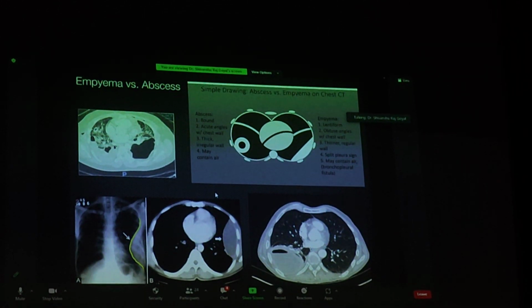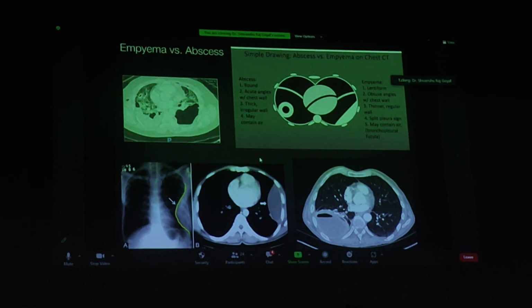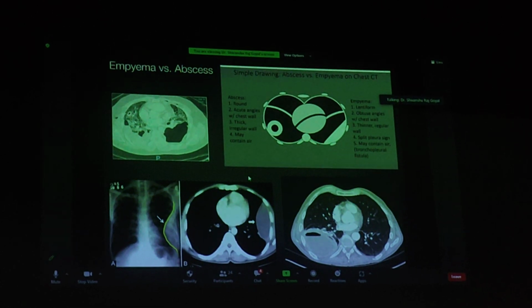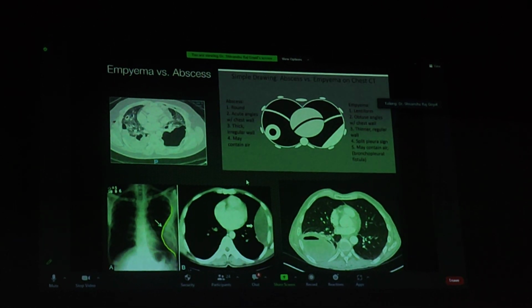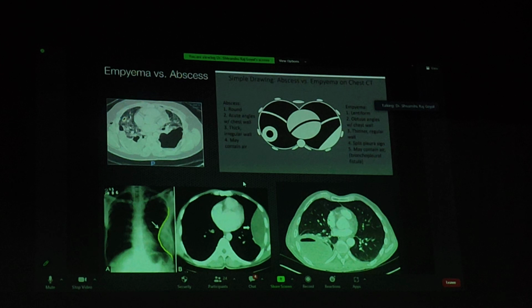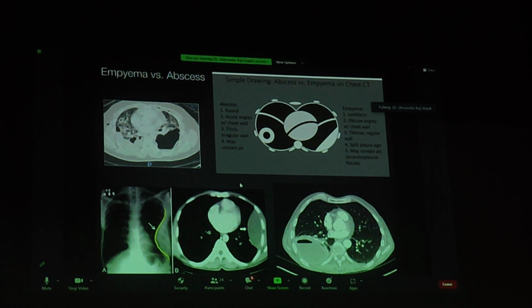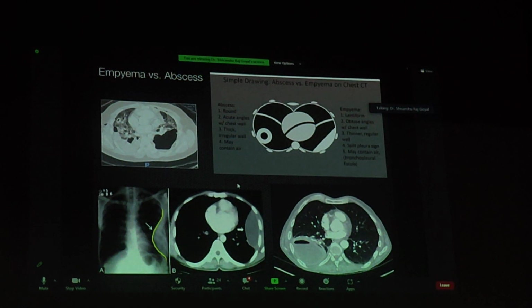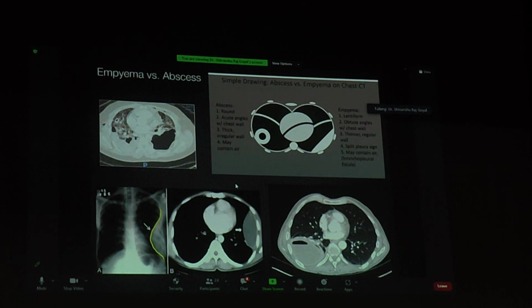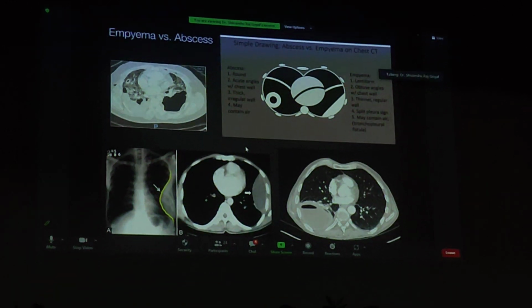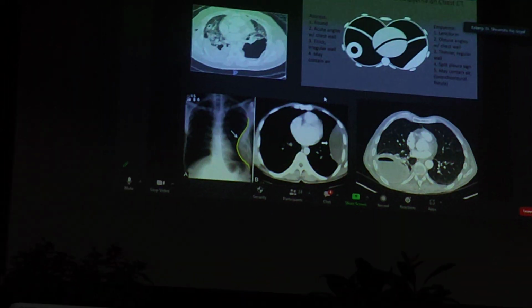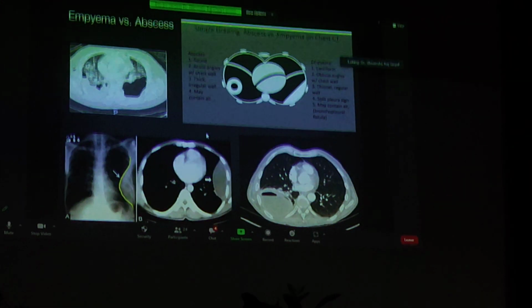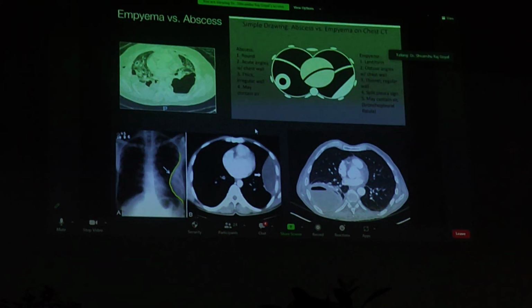For example, what you see down is a typical lentiform opacity which is making a D-shaped profile, the convexity towards the hilum. That is called a pregnant woman profile. Typical pattern of an encysted effusion or an empyema. And what you see on the right side is an opacity which is making an acute angle towards the pleura. It is a typical pattern of a lung abscess.